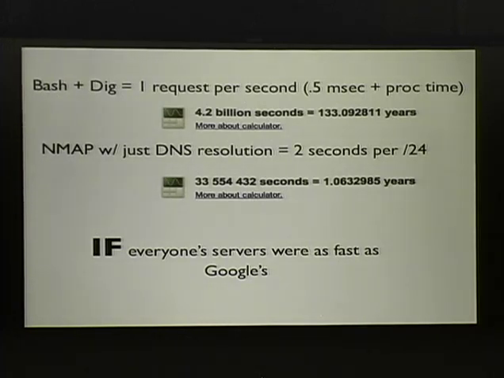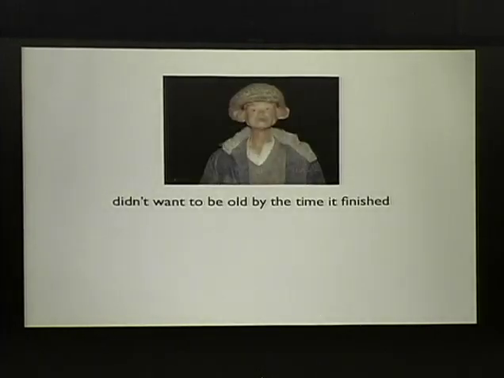Not gonna happen. So I tried nmap, and nmap did 24/24 in 2 seconds. 1 year, okay. But that's if everyone is as fast as Google's DNS servers, which didn't really work out for me, because I didn't want to be as old as this guy by the time I was done.